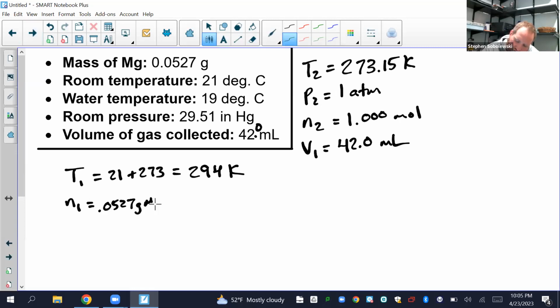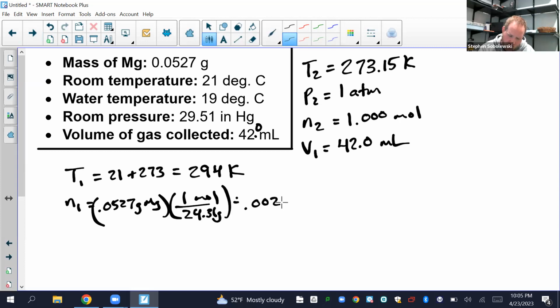0.0527 grams of Mg times 1 mole over 24.31 grams, which is going to equal 0.0527 over 24.31, which is 0.00217 moles of Mg. And because of the 1 to 1 ratio, this is also going to equal 0.00217 moles of H2.